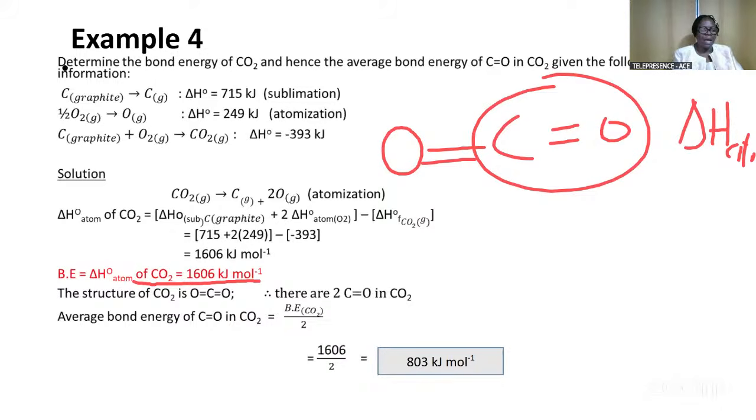So that is what you have. And that is why it is easy to relate the delta H of atomization to bond energy in this case. And I put it in red so that you can pay attention.